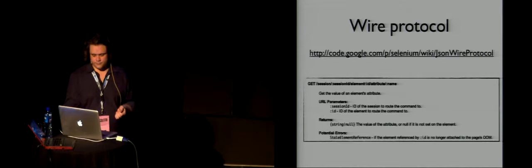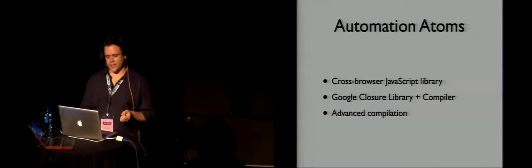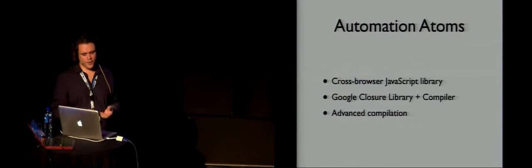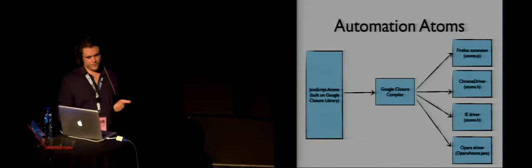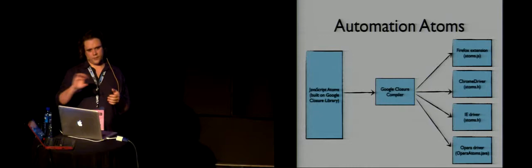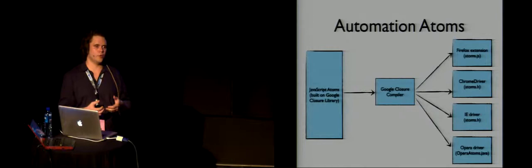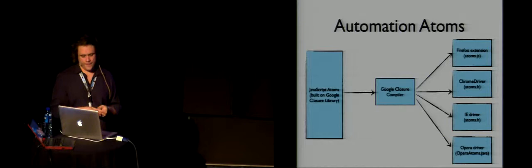The next layer is what we call the automation atoms. It's a cross-browser JavaScript library for doing the things that WebDriver wants to do. It's written with the Google Closure library and the compiler, and the compilation gives us some nice features. You have this shared set of atoms, which we compile down to browser-specific code. Since we know beforehand what browser we're compiling for, we can remove branches that are specific to other browsers. So it makes it easy to share code between drivers.